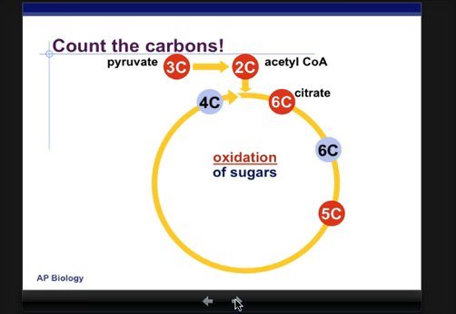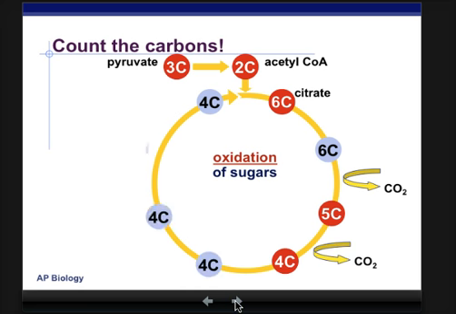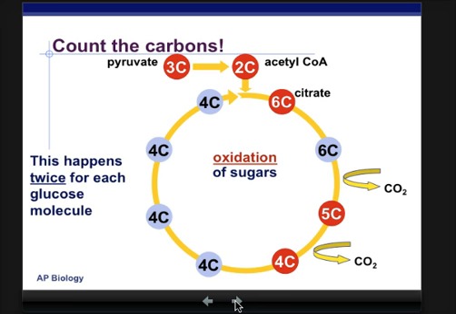All right, so this 6-carbon citrate goes through many transitions with enzymes, and we start ditching some CO2, some more CO2 along the way. And this happens twice for every molecule of glucose. All right, so that's just to show you how carbon is working in here.